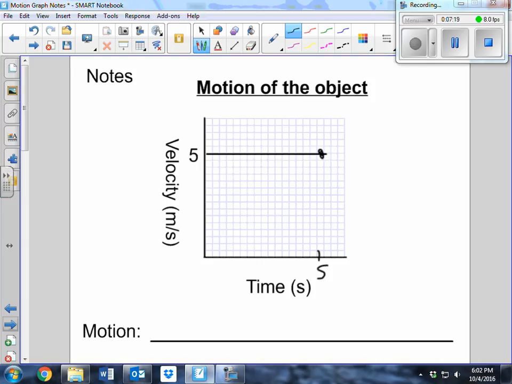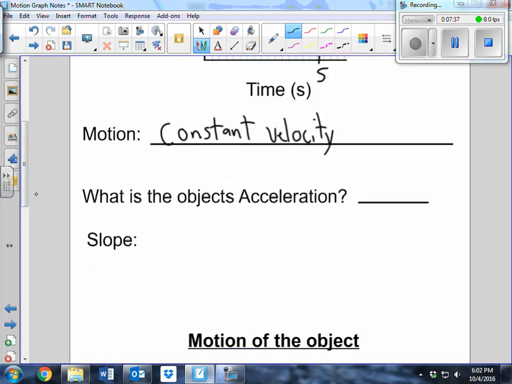So once again, as we could see from before, it has no slope, but the object is still moving. So the motion is still constant velocity. Why? Because this is a velocity time graph. We're not looking at displacement anymore. We're actually looking at velocity, because that's what's on the y-axis. So it's a constant velocity of 5 meters per second.